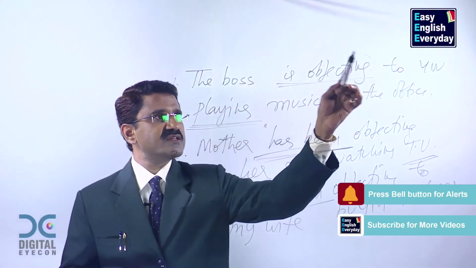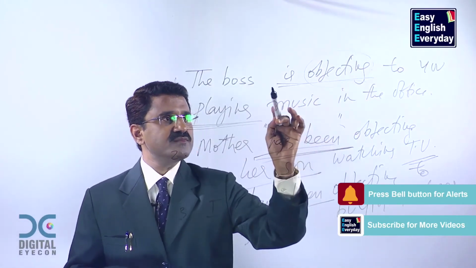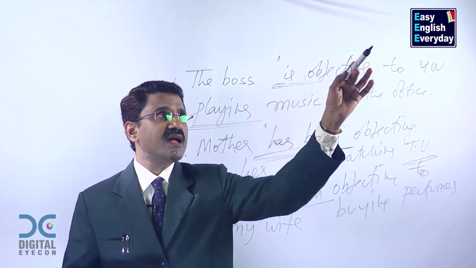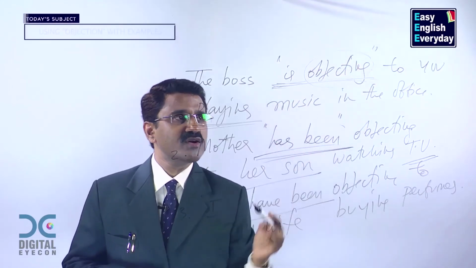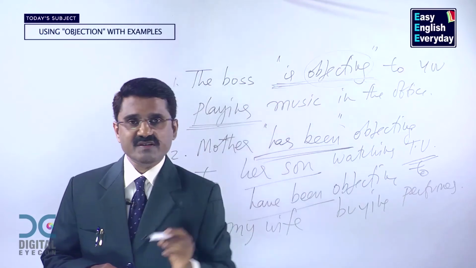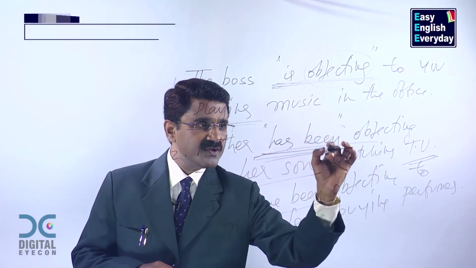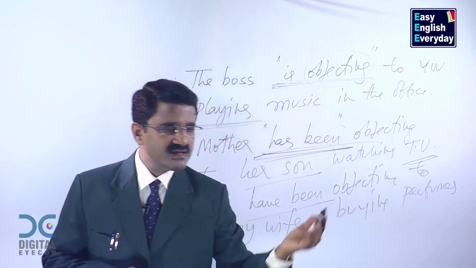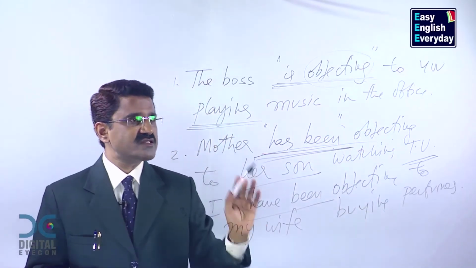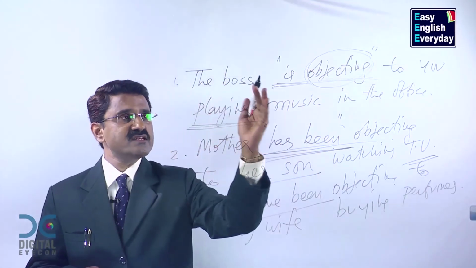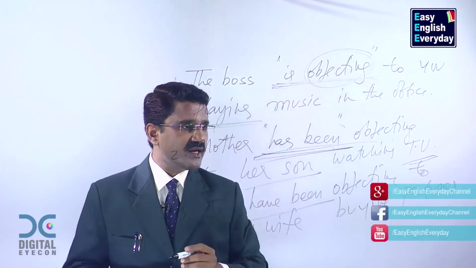So you can use this in ing form. This is called present continuous tense. For the grammar lovers, for the terminology lover, this is called present continuous tense. This is called present perfect continuous tense. Not necessary to remember all that stuff. Your job is to know how to use object. Now this is the way of using object in ing form.